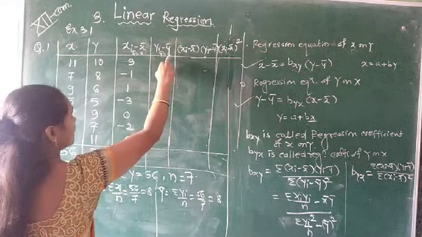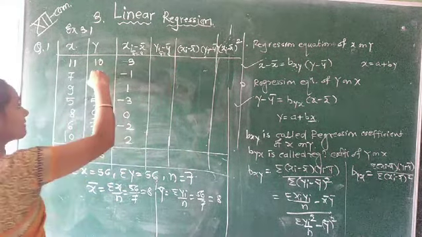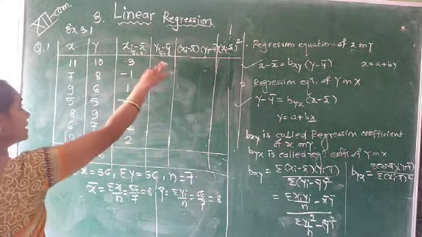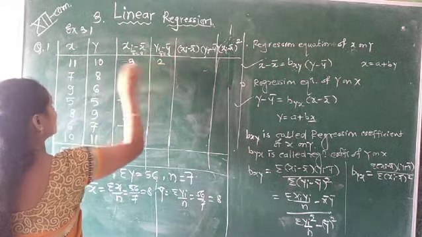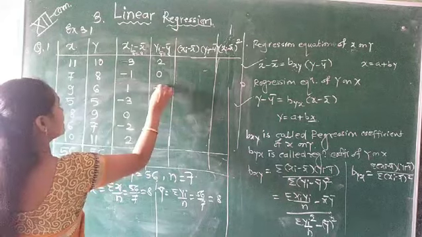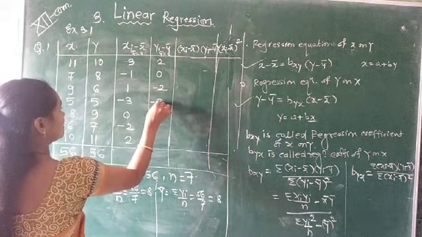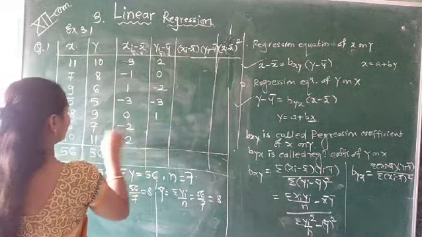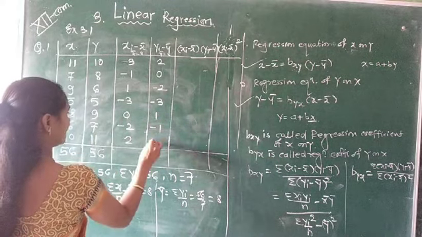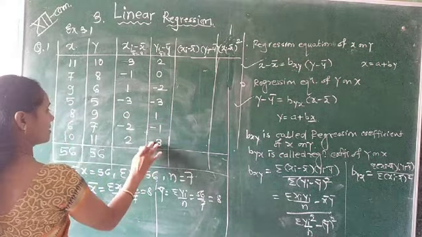Now here again y bar is 8. So from each y value subtract 8, because the mean is 8. 10 minus 8 is 2, 8 minus 8 is 0, 6 minus 8 is minus 2, 5 minus 8 is minus 3, 9 minus 8 is 1, 7 minus 8 is minus 1, 11 minus 8 is plus 3.